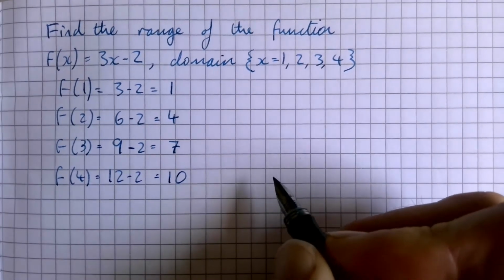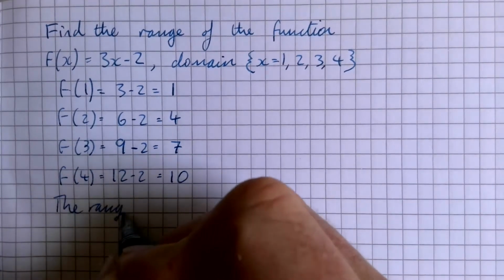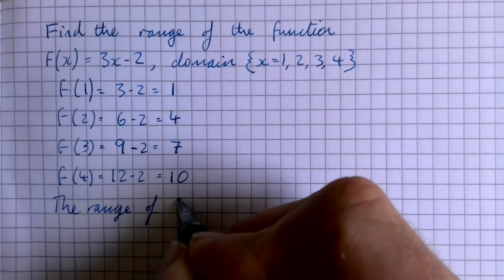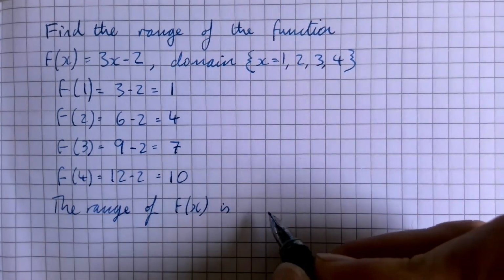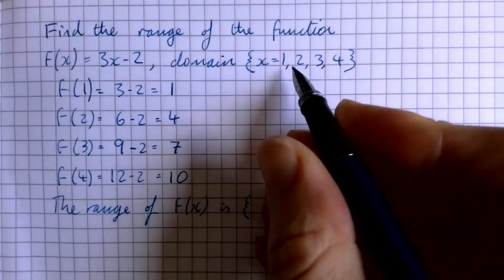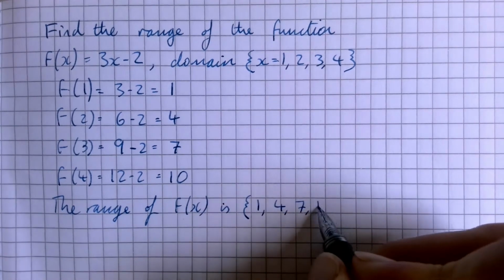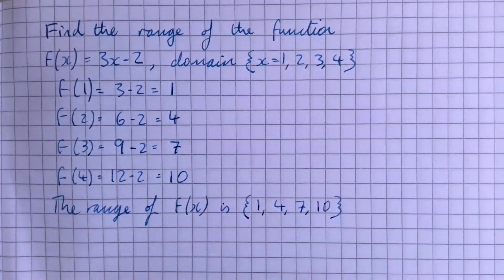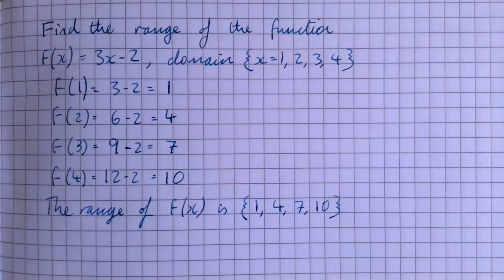So the range is going to be, and we list those in the same way as the values of x were in the first place, 1, 4, 7 and 10, because they're the only possible answers you could get. You can't get 8 or 9, you can't get 5 or 6, you can only get those specific numbers.